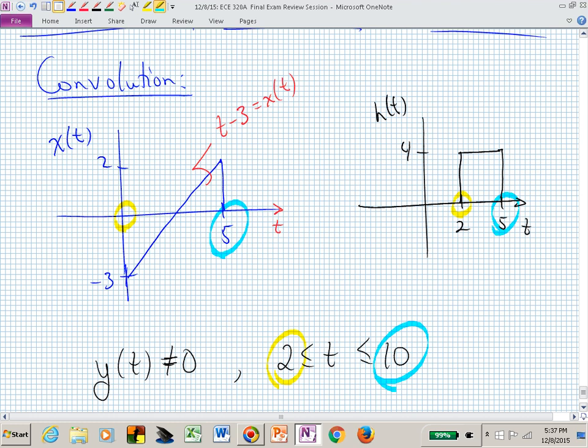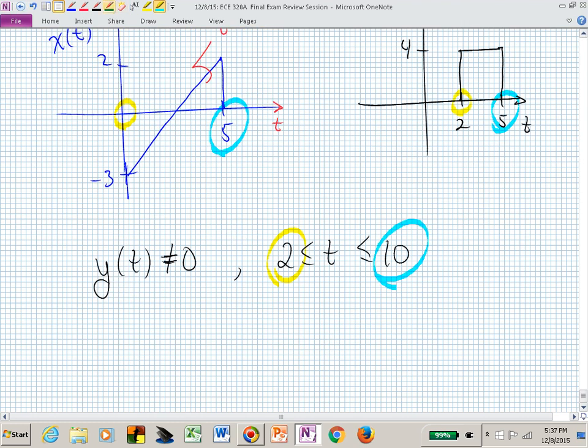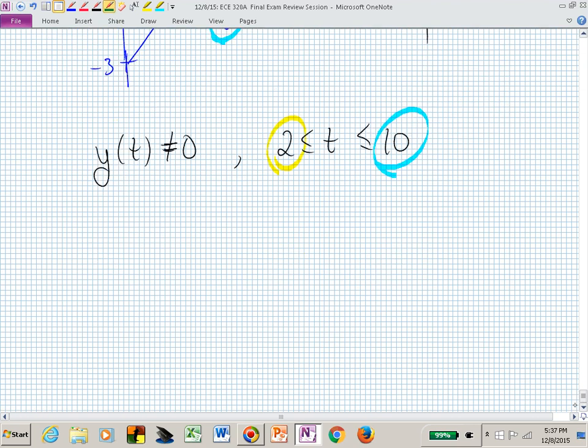Pardon? Sure, you could say that on your notes. You could say, I choose to flip and slide h. And I'll go like this when I'm grading. Any other questions?